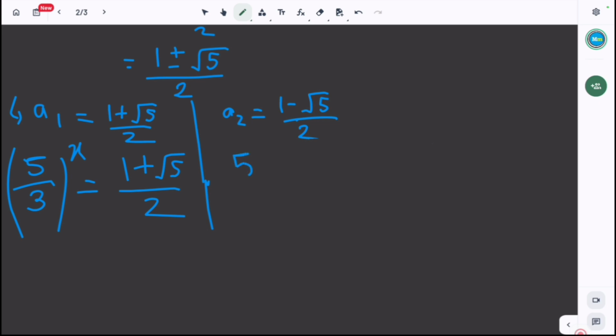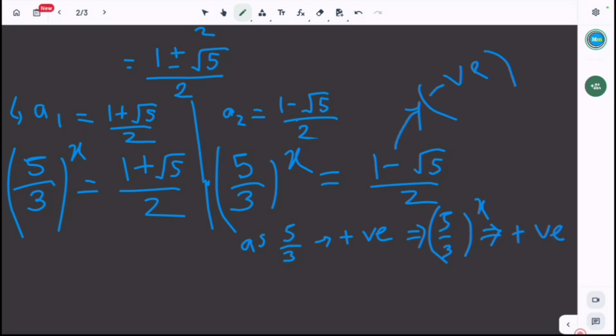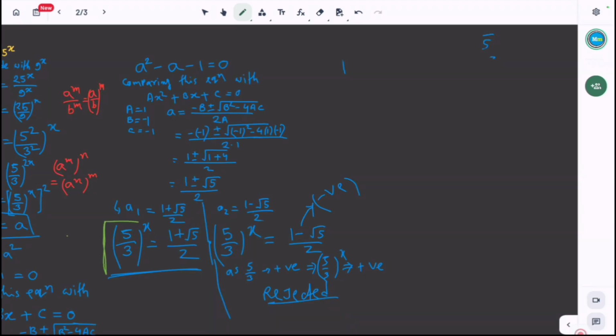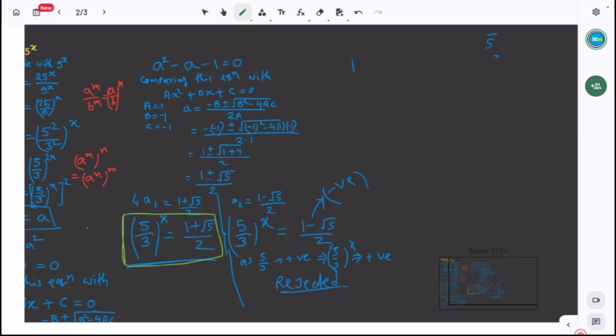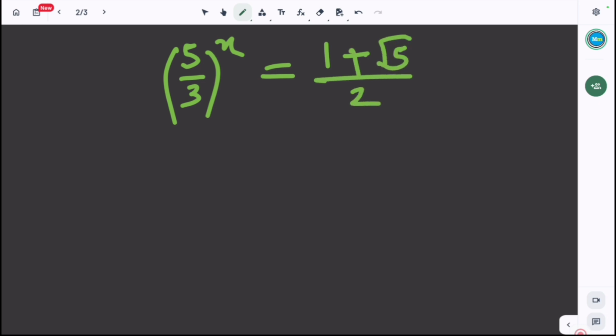And here putting the value, (5 by 3) whole to the power x equals (1 minus root 5) by 2. As 5 by 3 is positive, (5 by 3) whole to the power x will also be positive. Here we can see this will be negative, so this solution is rejected. So from here we get (5 by 3) whole to the power x equals (1 plus root 5) by 2.